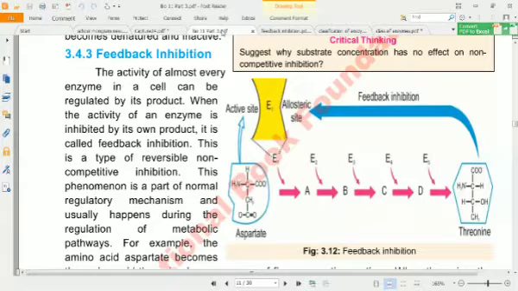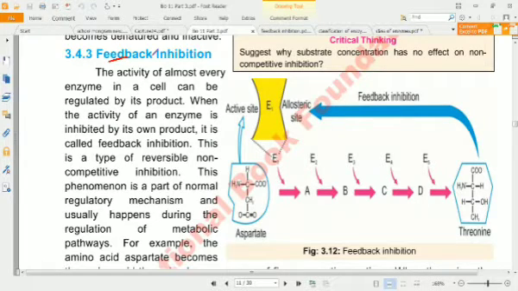Dear students, if we see feedback inhibition, you have to recall the previous mechanisms of enzyme inhibition, in which we have studied competitive and non-competitive inhibition. And in that we have seen that non-competitive inhibition is irreversible or reversible as well. And the reversible non-competitive inhibition is called feedback inhibition.